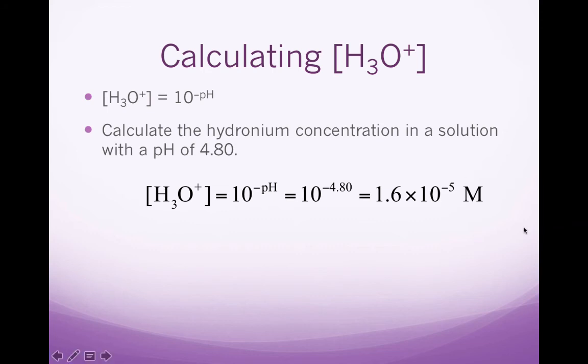When you're doing significant figures here, the number of significant figures in your answer should be equal to the number of decimal places in whatever your exponent is here. So here we have 2 decimal places, so we have 2 significant figures.